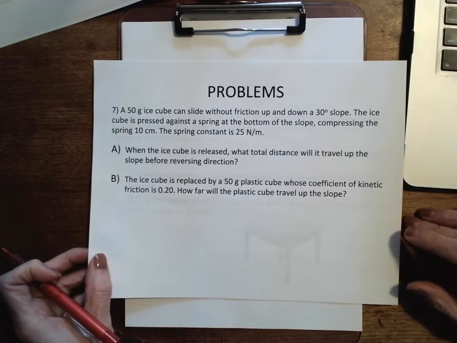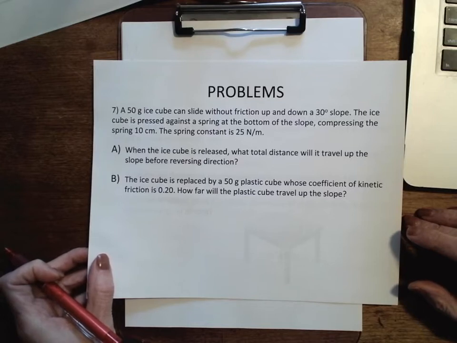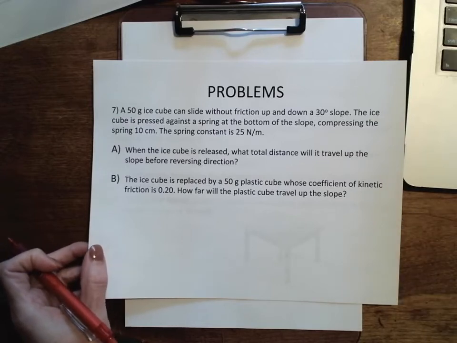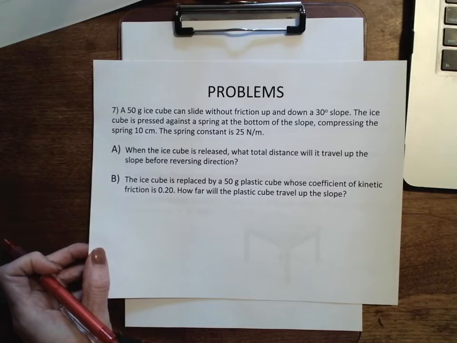So this is number 7. A 50-gram ice cube can slide without friction up and down a 30-degree slope. The ice cube is pressed against a spring at the bottom of the slope, compressing the spring 10 centimeters. The spring constant is 25 Newton per meter. So in part A, we have to look at when this ice cube is released from the spring, what total distance will it travel up the slope before reversing direction.